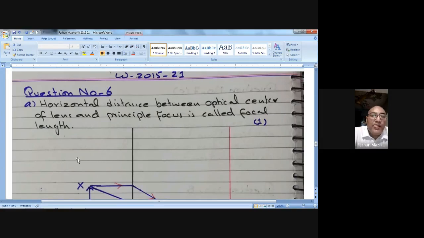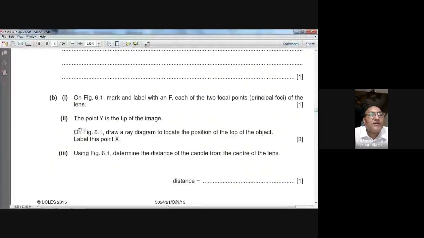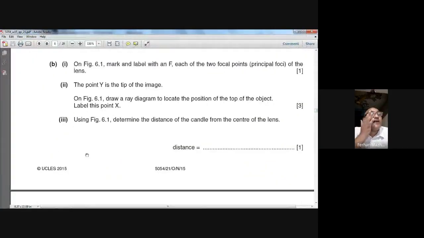I hope you have understood. Okay, let's move to the next question. It is question number B, first part, on figure 6.1. Mark and label with an F each of the two focal points, the principal foci of the lens.